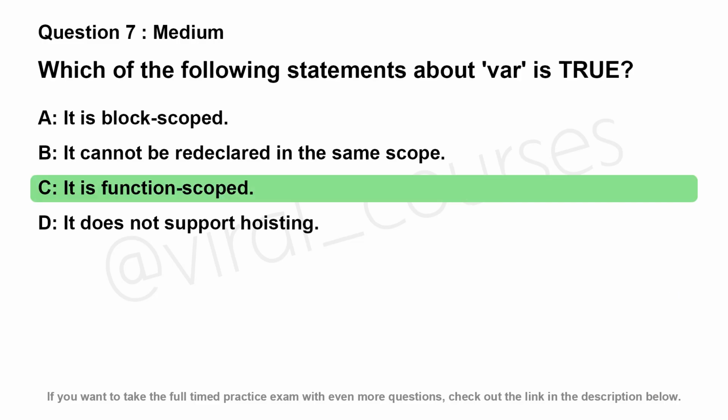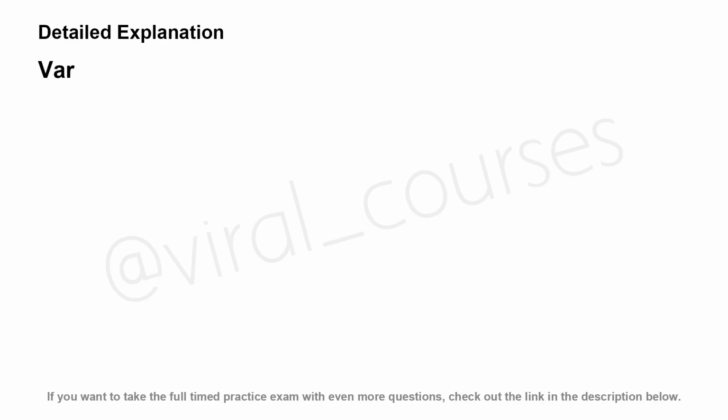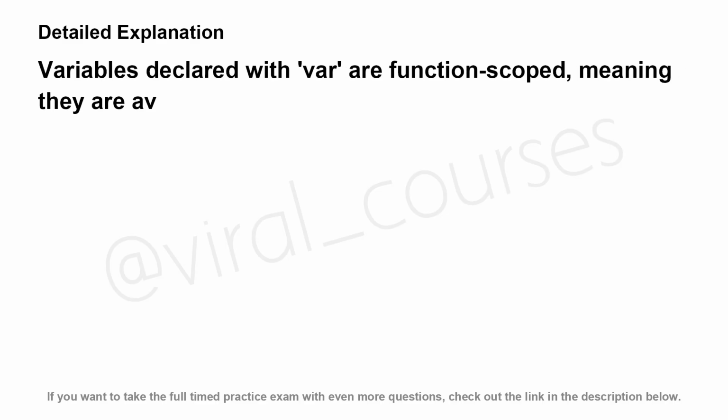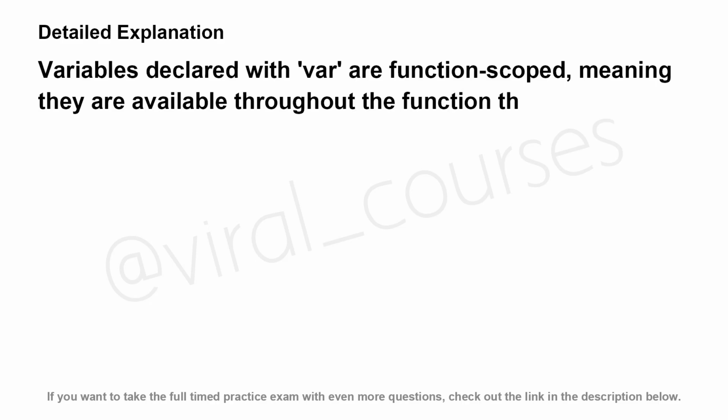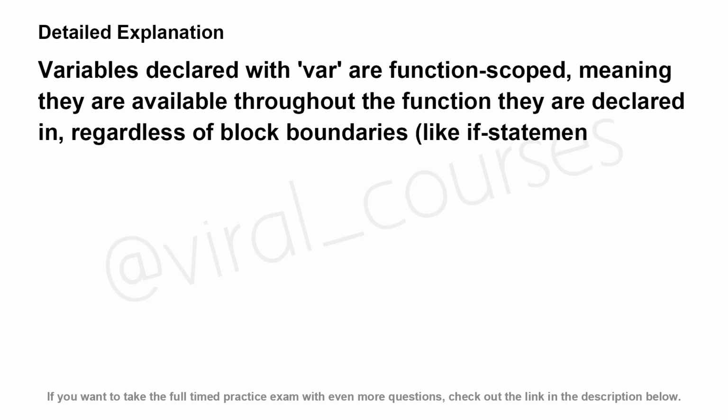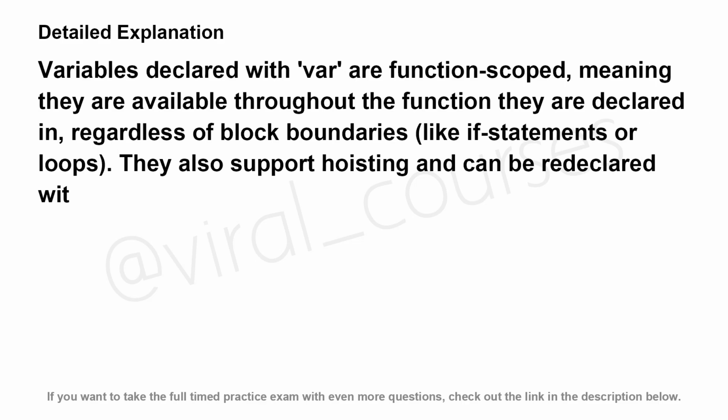The correct answer is C. Variables declared with var are function scoped, meaning they are available throughout the function they are declared in, regardless of block boundaries, like if statements or loops. They also support hoisting and can be redeclared within the same scope without error.